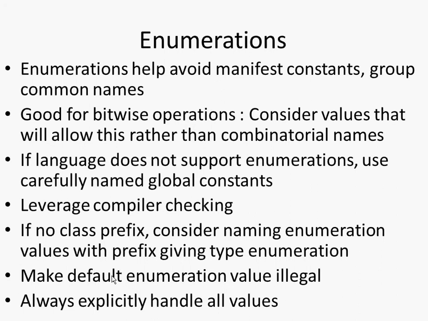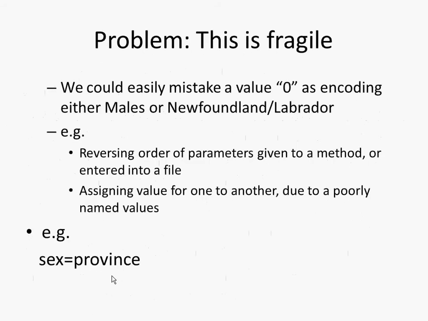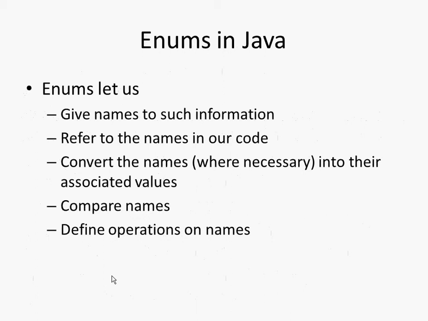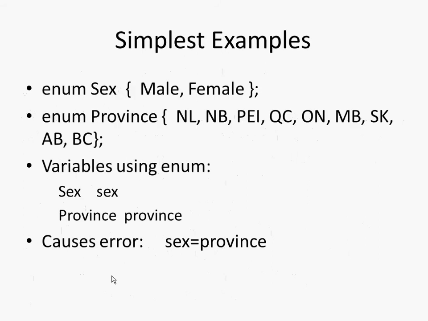So what are enumerations? Enumerations help us avoid these sort of constants, these magic numbers. They let us give good names, common names, okay? These also help double check that we're not doing something silly like this. They help us make sure that we're entering one of the legal values, okay? So enums let us give names to information, refer to the names in our code, convert the names where necessary into values as specified, let us compare names and define operations on names, okay? So I'd like to show some examples here.